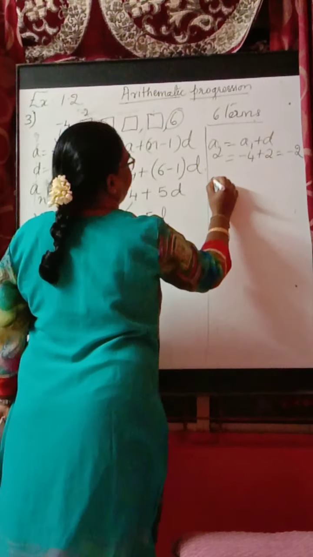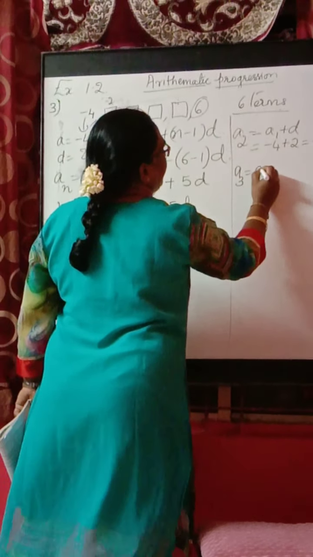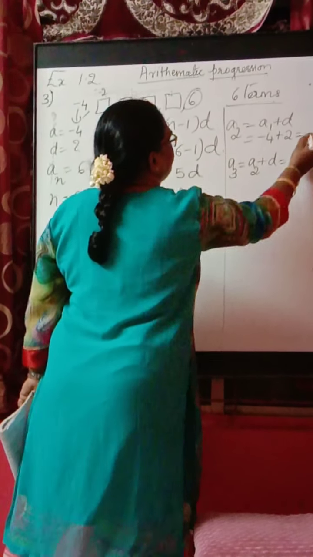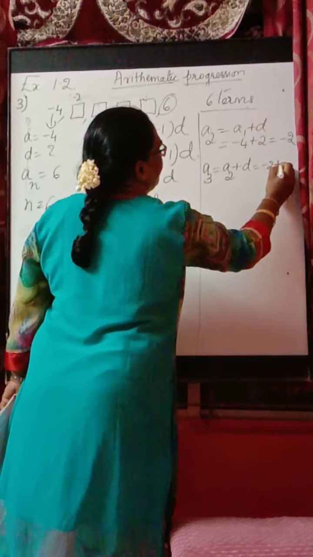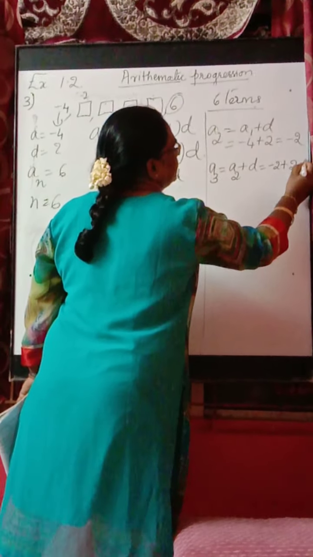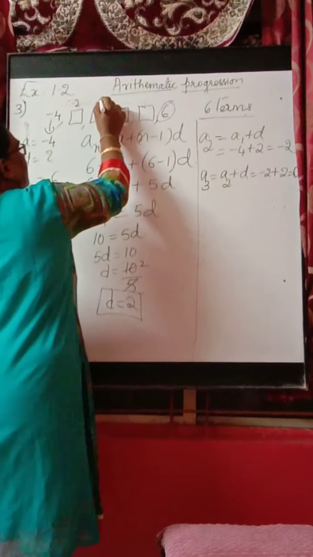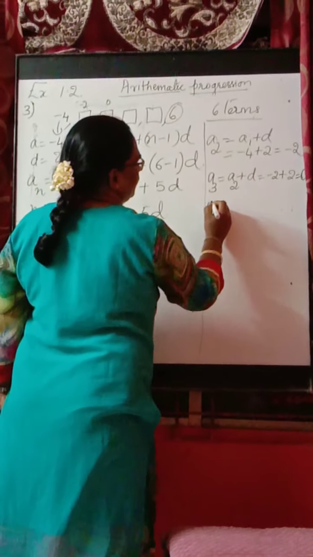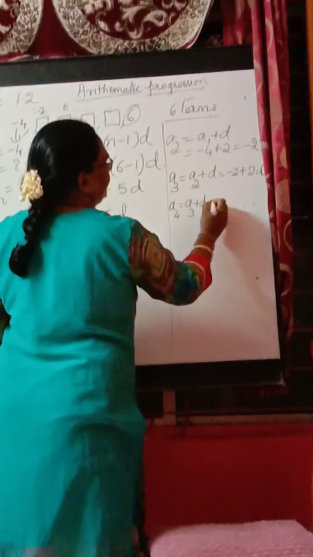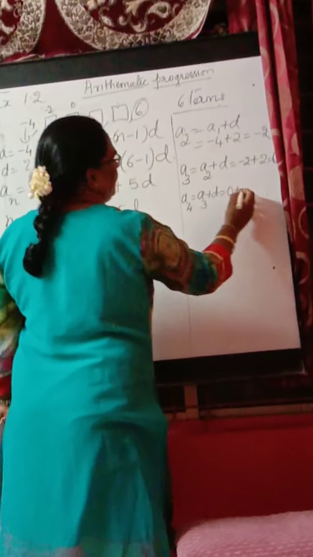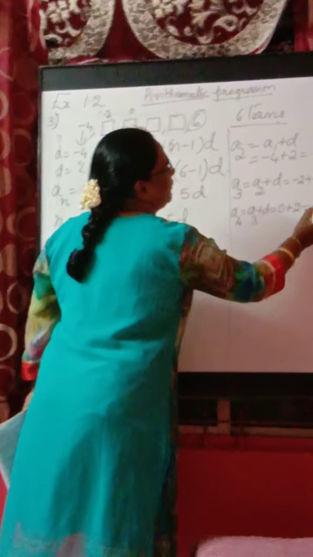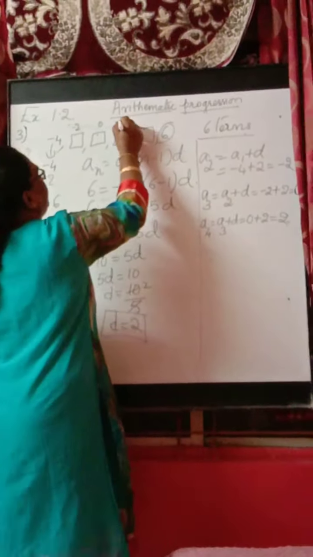Okay, next A3. A3 is obtained by adding D to A2. What is A2? It has just come, -2, plus +2. -2 plus 2 is equal to 0. This became 0 here. So A4 is equal to A3 plus D. A3 is 0 here. 0 plus D, that is 2. So 0 plus 2 is 2. Here you will get 2.